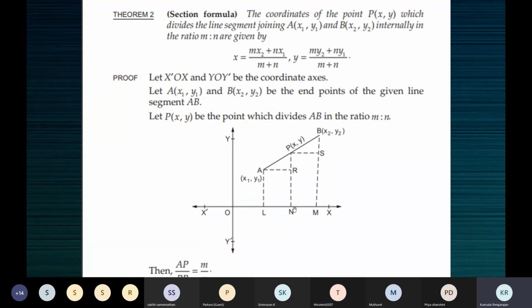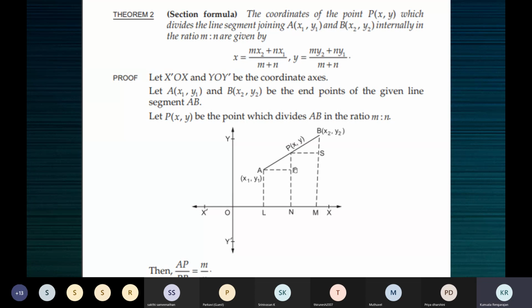Now, what is ON? Ma'am, root of X square plus Y square. What is ON? X. Ma'am, ON is X. Yes, I understand what you meant, Shakti. You're trying to say that the distance of any point from the origin is root of X square plus Y square. No, I was not asking that.